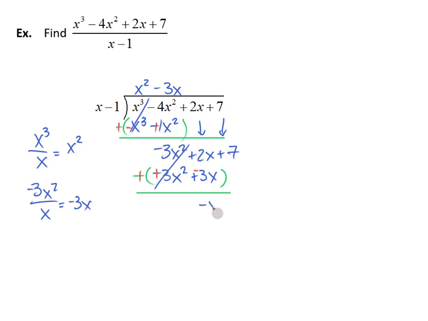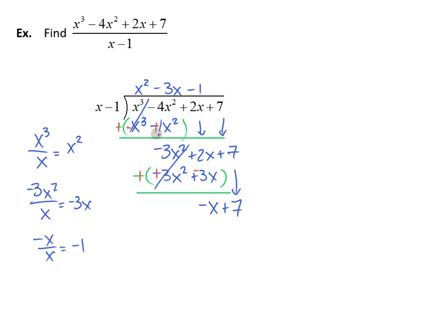Here we end up with negative 1x plus 7, right? Drop down our 7. So we can try one more time, I think. Negative x divided by x. At least have an equal number of x's here. This ends up giving me negative 1. Remember, we could say our x's cancel, but they're really reducing to a 1. And so we end up with negative 1.